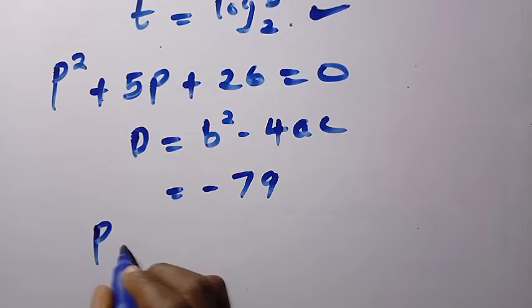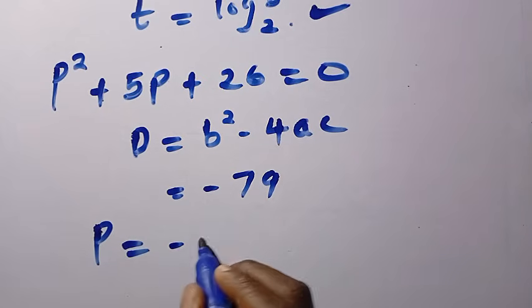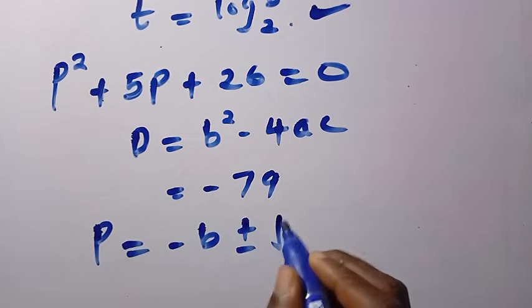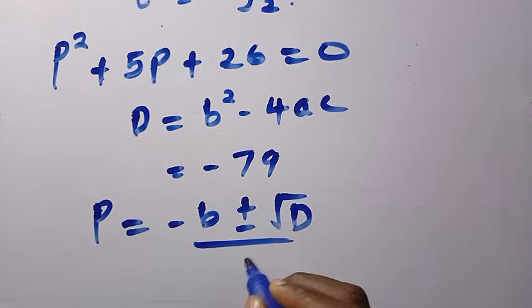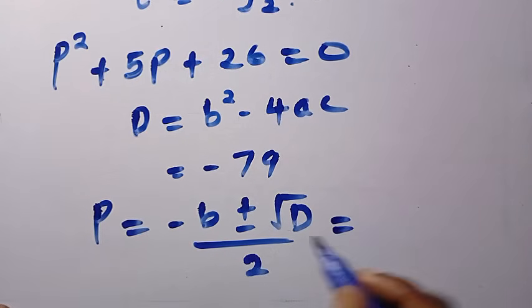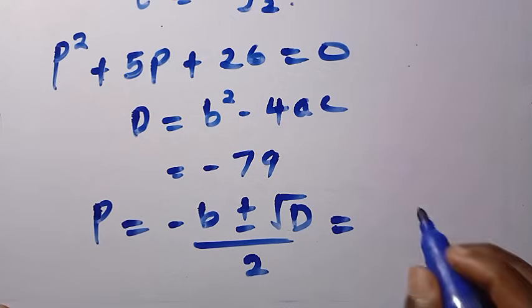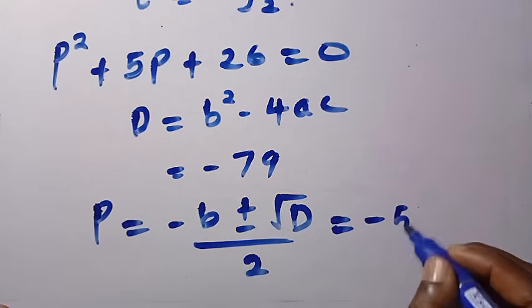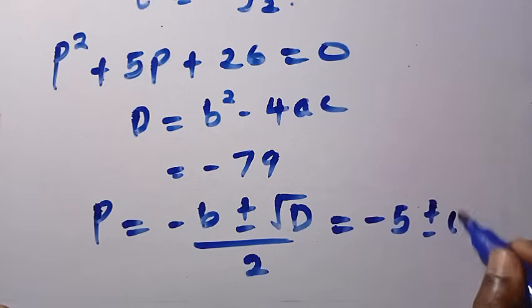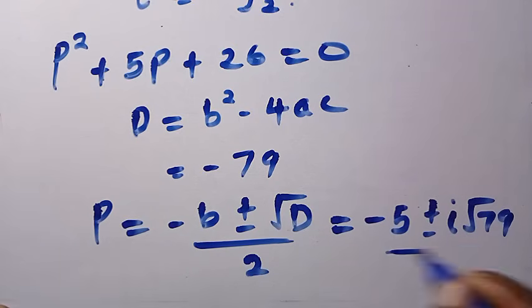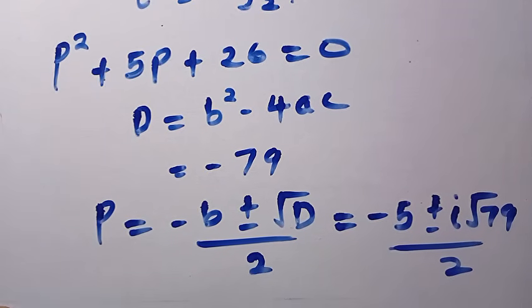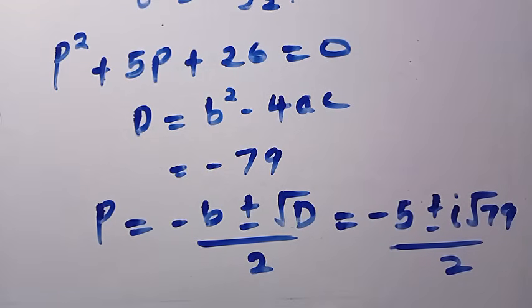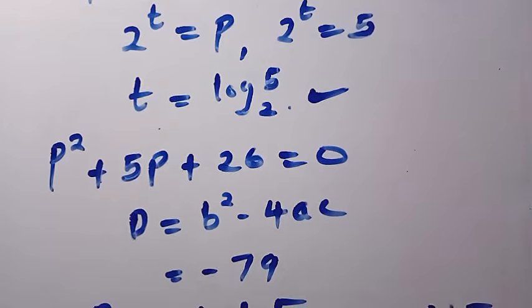To get the value of p, we apply the formula (-b plus or minus the square root of d) divided by 2. When we substitute everything, we get (-5 plus or minus i root 79) divided by 2. So here is a complex root. Then we substitute back into 2^t equals p, and we get other complex values. So this is how we solve this problem step by step.